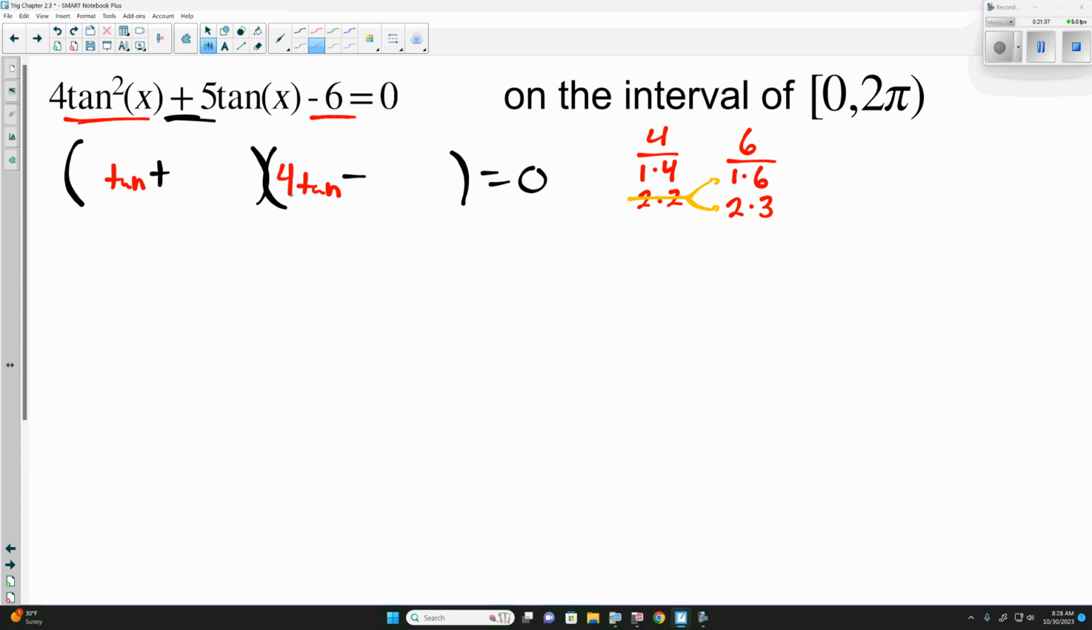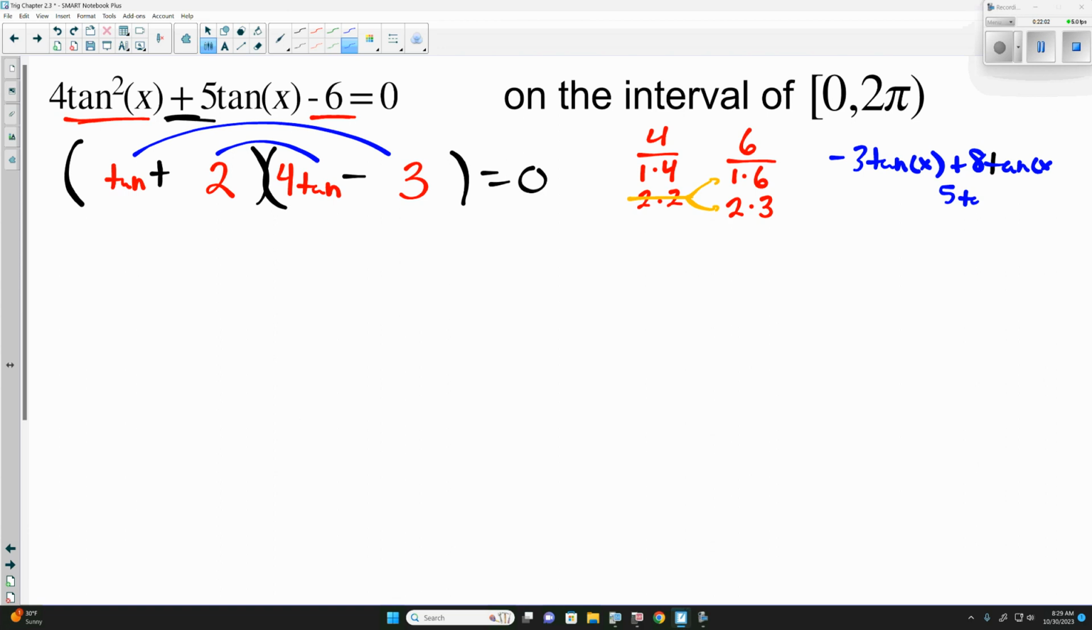Now, I feel like 1 and 6 is going to be a little too big, because we'll have to do the 4 times 6. It's going to give us a big number. So I try the 2 and 3 first. And if we distribute this to check, tangent times -3 is -3 tangent of x. 2 times 4 tangent of x would be 8 tangent of x, which does give us a positive 5 tangent. So these are the correct factors.